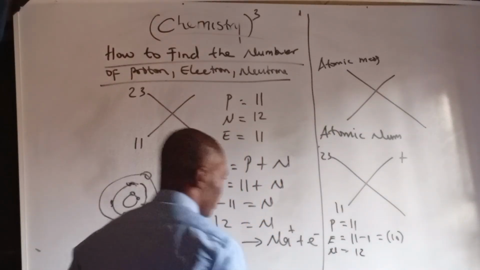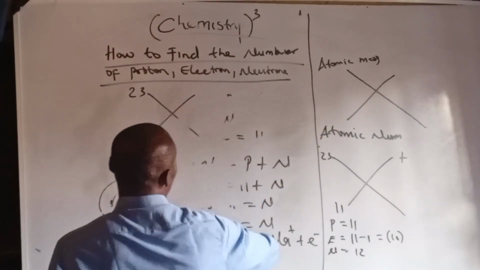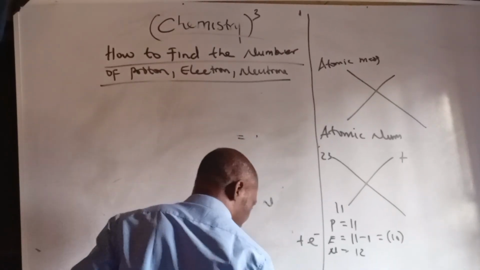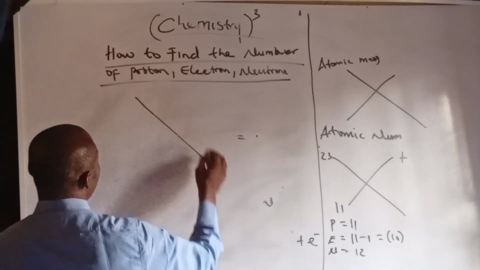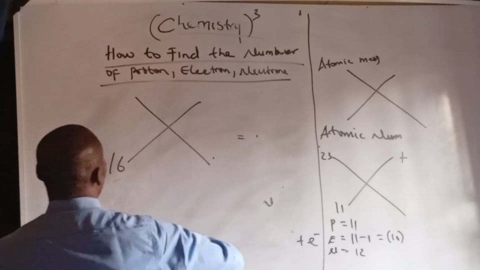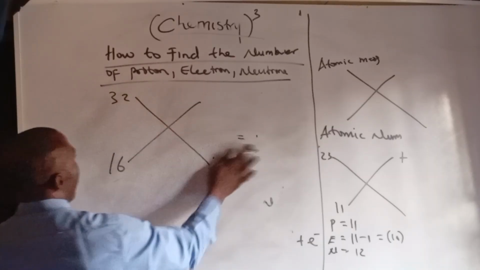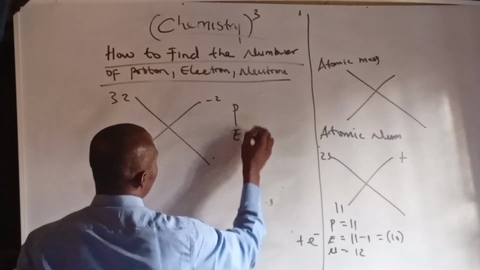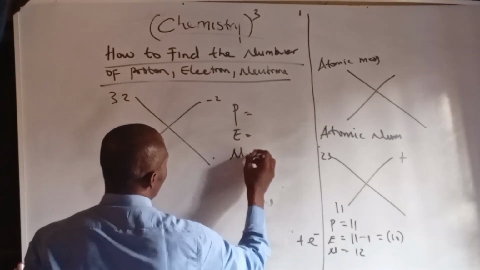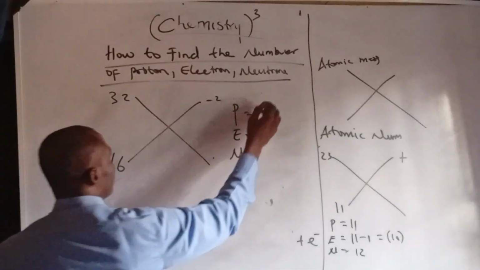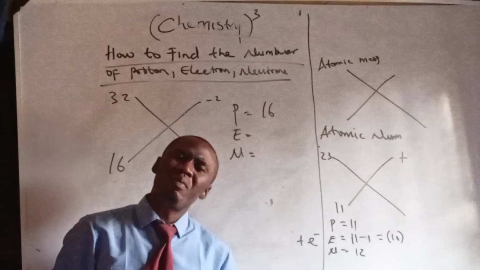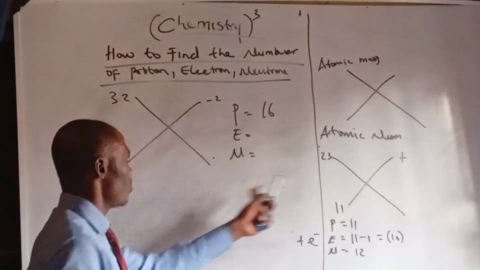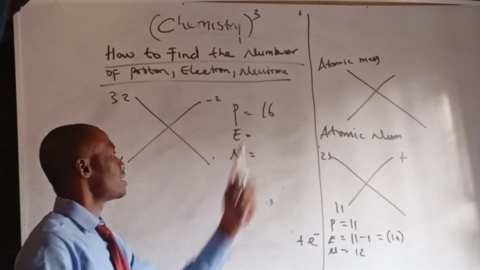Let's say we have another question. We have this element, which is 16, and then 32, with a charge of minus 2. And then we have to solve for the number of protons, number of electrons, and number of neutrons. Of course, the proton number is 16, because why? The atomic number is the number of protons only in the nucleus of an atom. So this is where the atomic number is. So the proton number is 16.